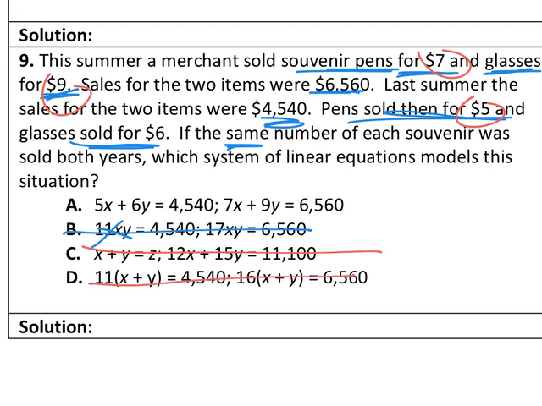That looks like a hot mess, but let's go back up and double check what's going on in A. I have 5x plus 6y. Here I've got pens are sold for $5 and glasses are sold for $6. That's a good formula. And they were sold for 4,540. That's a good formula. And then here we've got pens were sold for $7 and glasses for $9. They were sold for a total of 6,560, check. All right, we know that's a good answer.